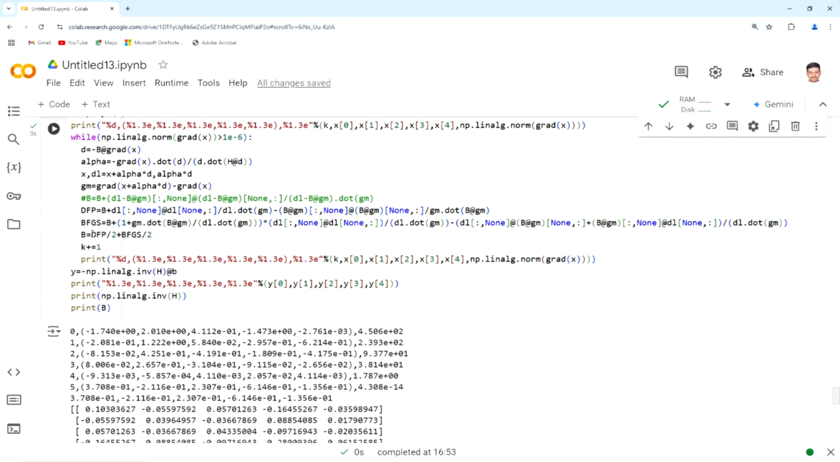I can choose some other phi as well, say 0.2 and 0.8 for example.